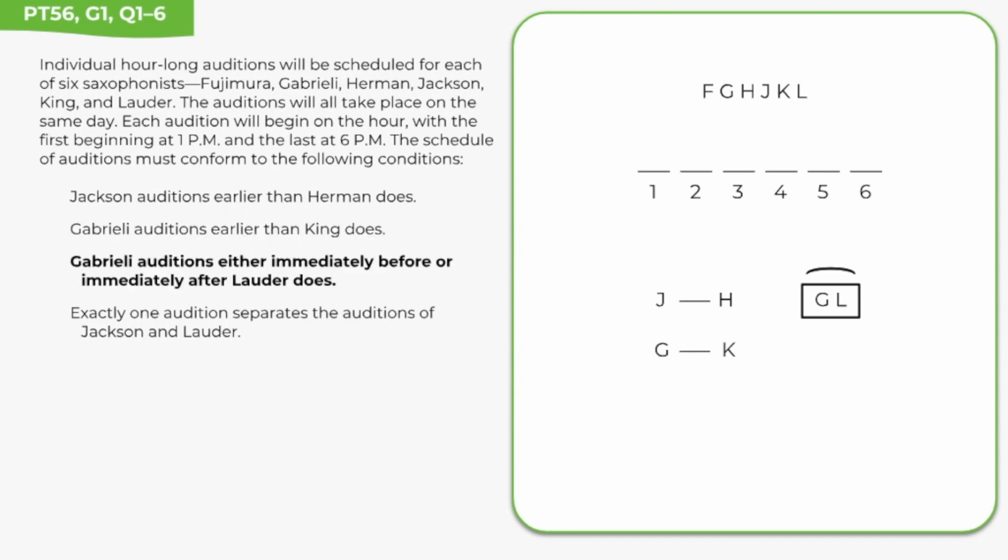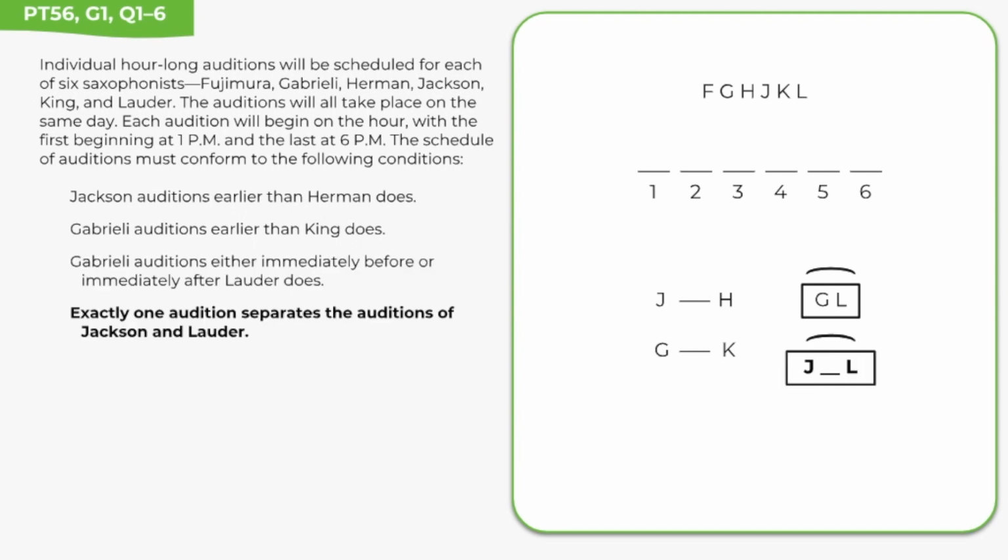And then we get to another rule that says Gabriele auditions either immediately before or immediately after Louder does. Now, they're not telling us whether G is earlier than L or L is earlier than G, but we know that they're consecutive. So we can put them in a block and then put this little arrow across the top that allows us to flip that block so that we know that this block is reversible.